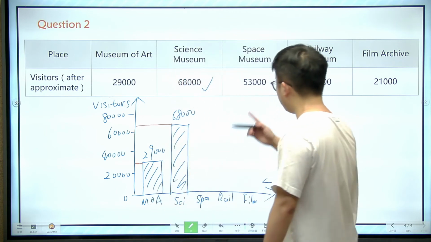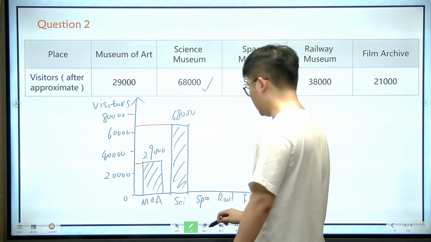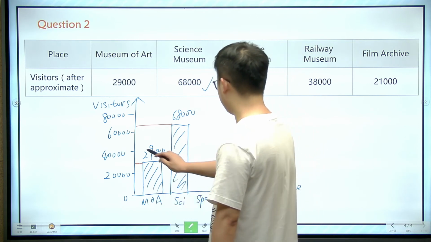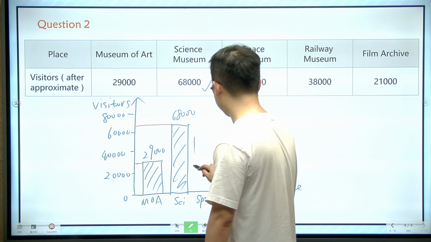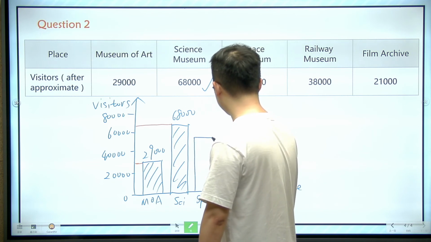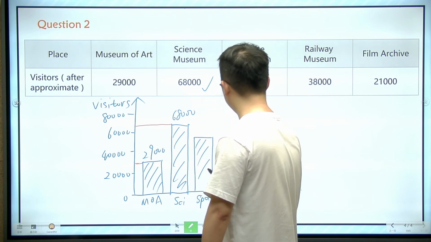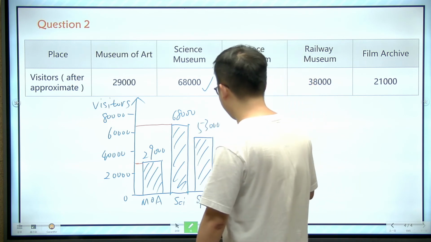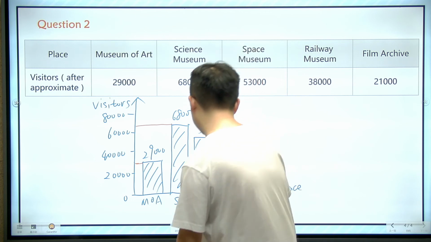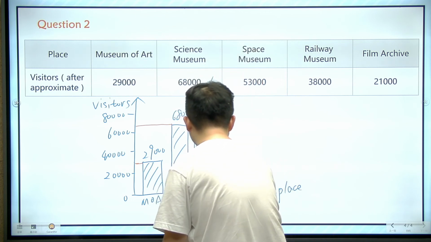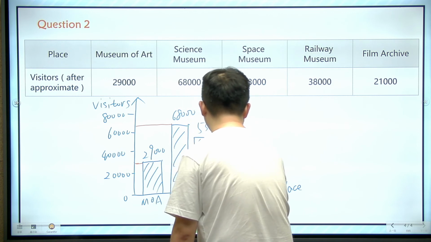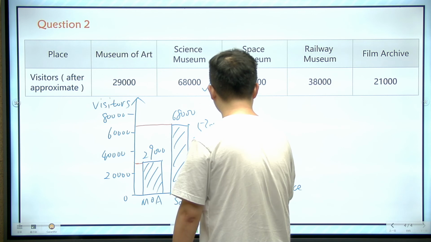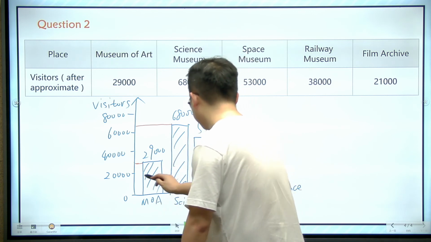And the third one, the fourth one, and the fifth one, we just do it in the same way. So 53 is something more here. And 38. And finally, 21.